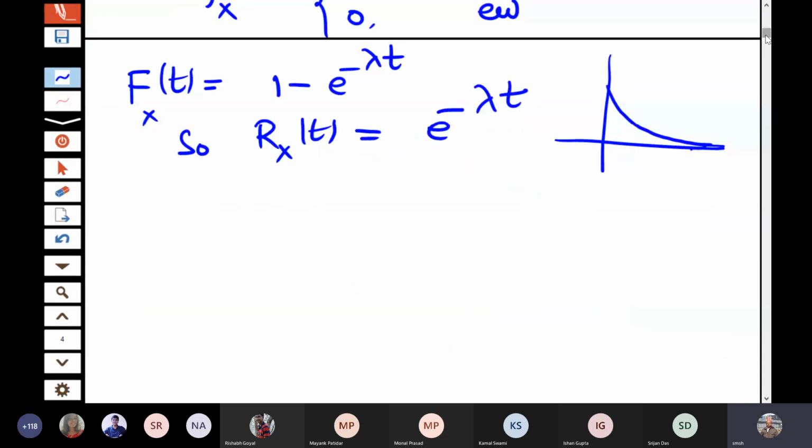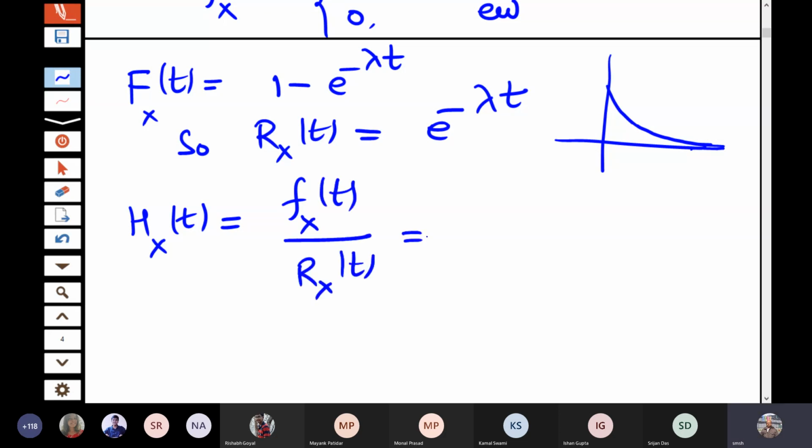If I consider failure rate, okay, failure rate is the density divided by the reliability. So that is lambda e to the power minus lambda t divided by e to the power minus lambda t. So that is lambda, which is very interesting to see that the failure rate for a system with an exponential lifetime is constant. It is not dependent upon the time.